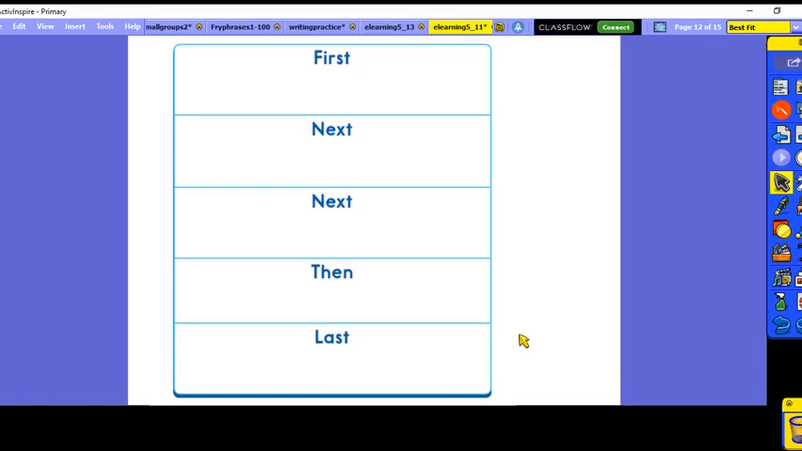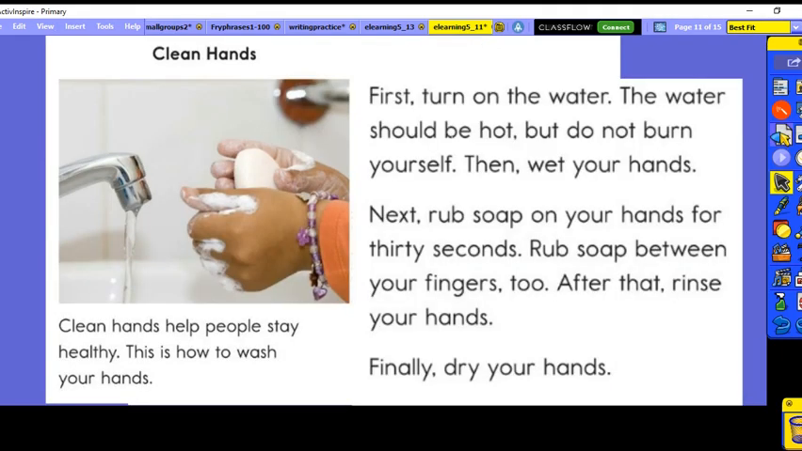Comprehension strategy called sequencing. As we read, we're going to think about what happened first, next, then, and last. So we'll read a passage and we'll think about all these things and retell it, and that'll help us remember what happened. This is kind of like when we retell a story, what happened in the beginning, middle, and end. Instead of beginning, middle, end, we're going to look at what happened first, next, then, and last. So first, let's read the passage. Find the title, Clean Hands, and read along as I read it out loud.